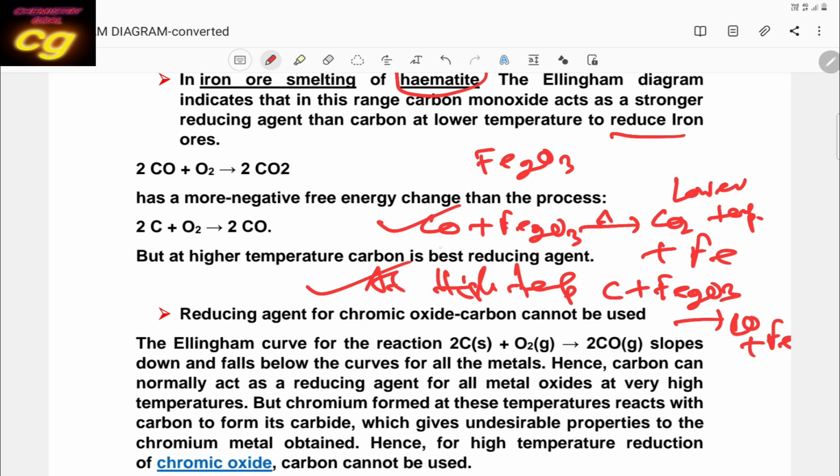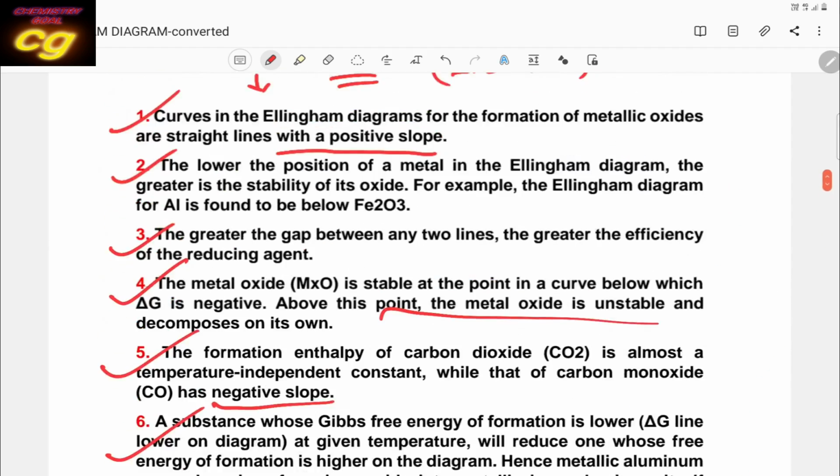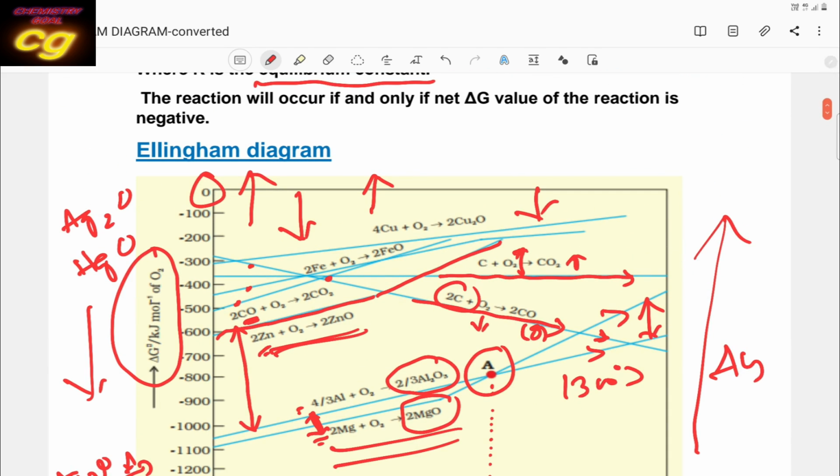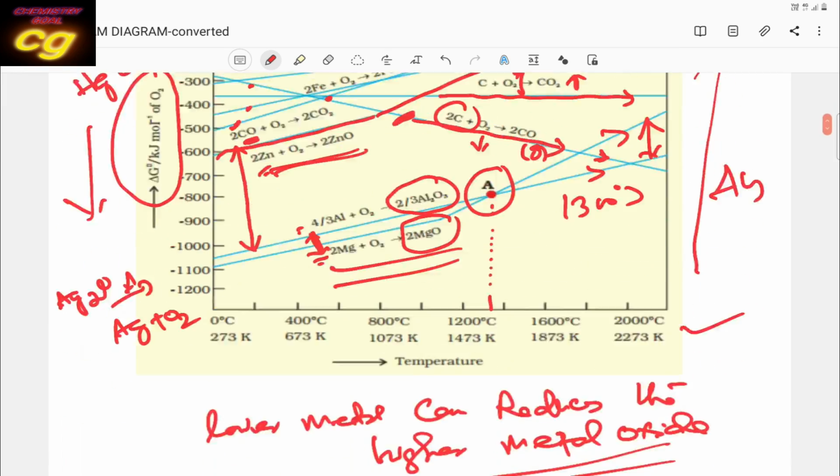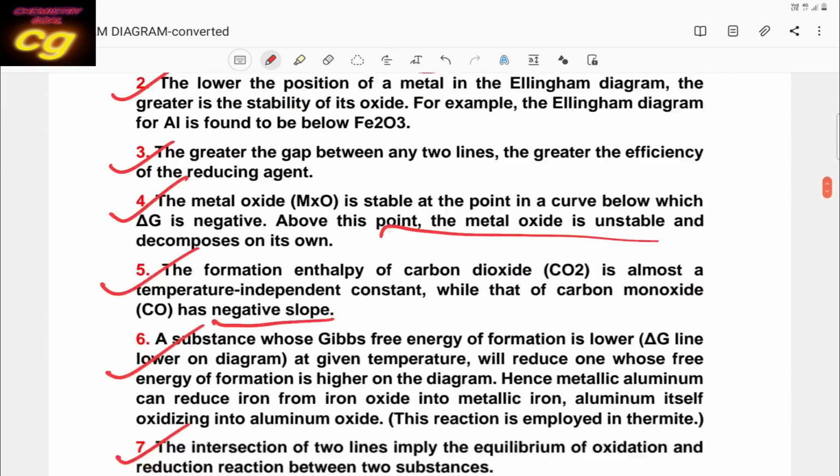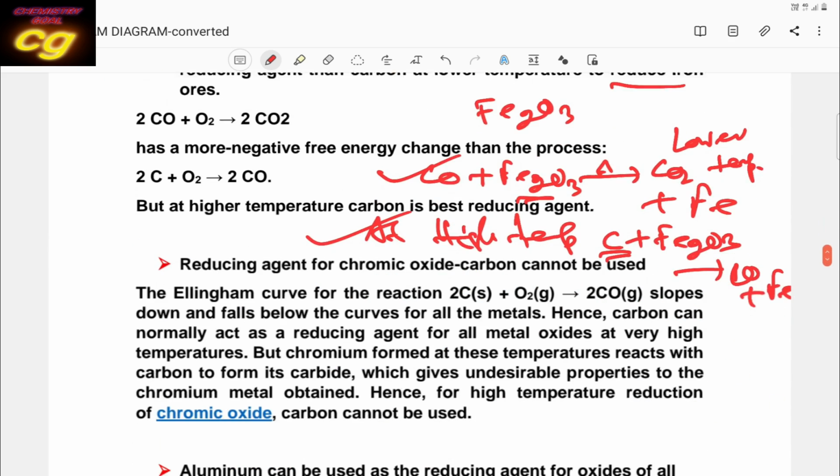That means carbon monoxide can reduce iron oxide at a lower temperature, but at a higher temperature carbon is used as the reducing agent, because the graph indicates which line is coming below. The carbon monoxide graph is coming below, which means at a higher temperature carbon can be used as a reducing agent, but at a lower temperature carbon monoxide acts as the reducing agent for the reduction of iron oxide, that is hematite. So this is one important application we can know from the graph.